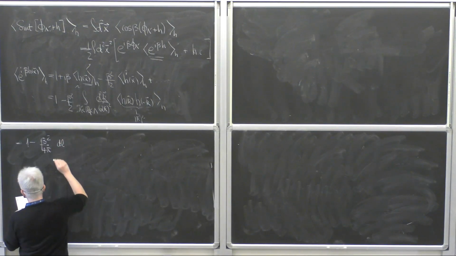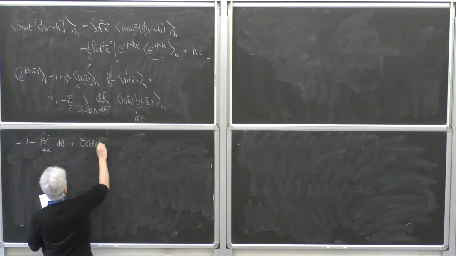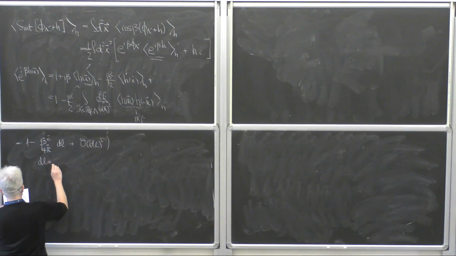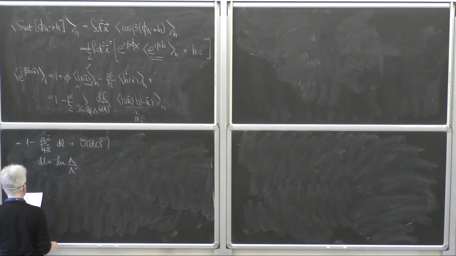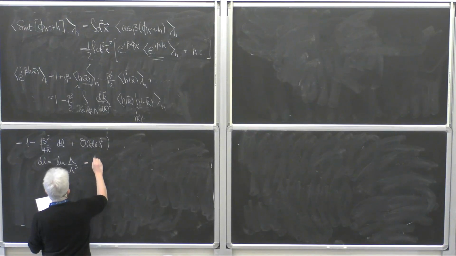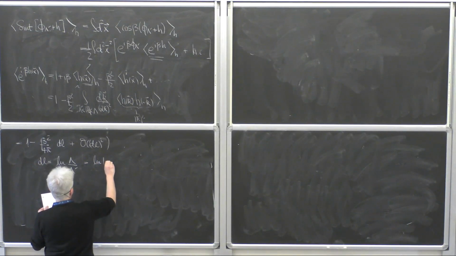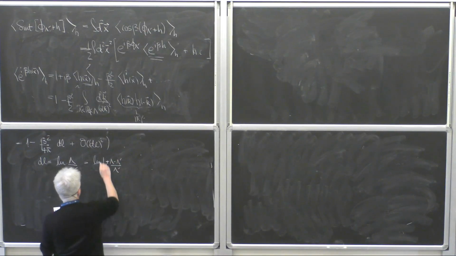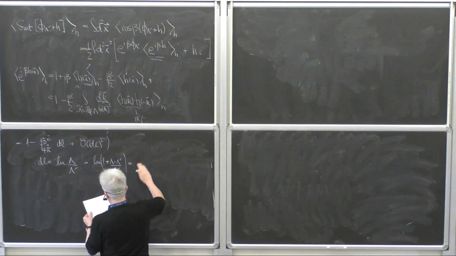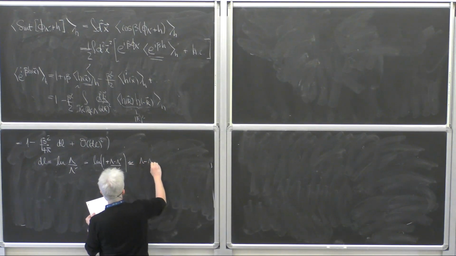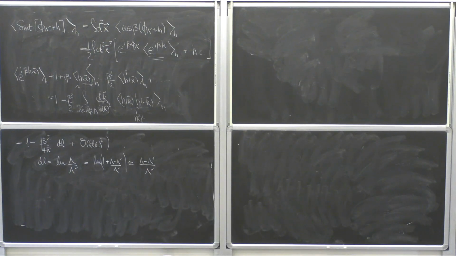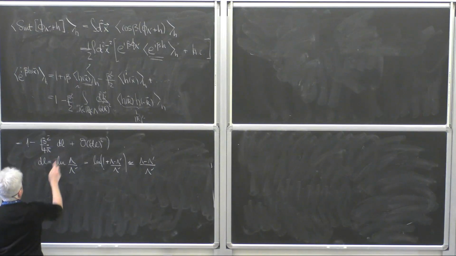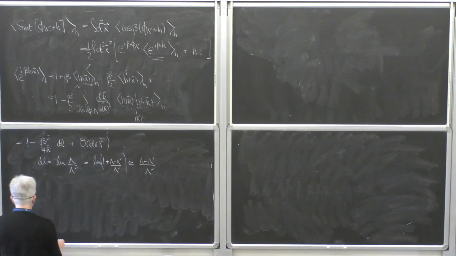Here I just do the integral now. It gives me something which I call dl plus order dl squared, where dl I call log lambda over lambda prime, which is the same as log 1 plus lambda minus lambda prime over lambda prime, which is approximately the same as lambda minus lambda prime over lambda prime. Okay, so you just do this integral in polar coordinates, so then it's an elementary integral which gives you the log, which I call dl. Okay, so this is nice.